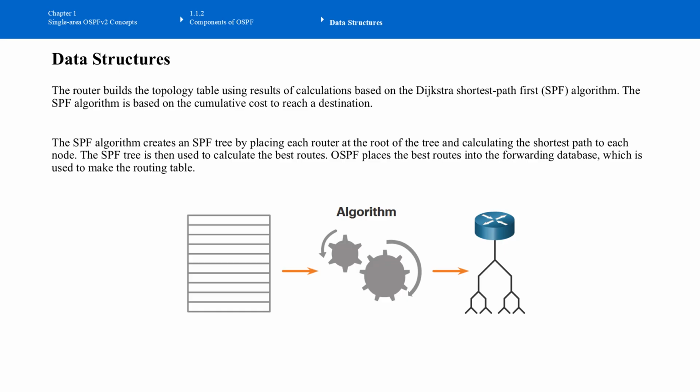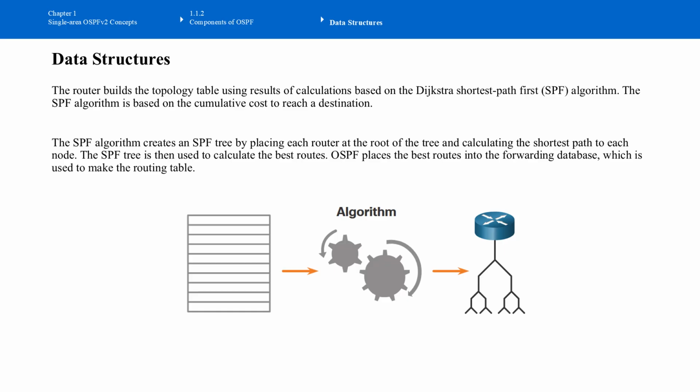The SPF tree isn't the routing table itself. Instead, it's a decision tree that shows the best path from the local router to every destination in the OSPF area. Once the SPF tree has been created, OSPF extracts the best routes and places them into the forwarding database. Finally, those routes are installed into the routing table, which the router uses to forward packets.